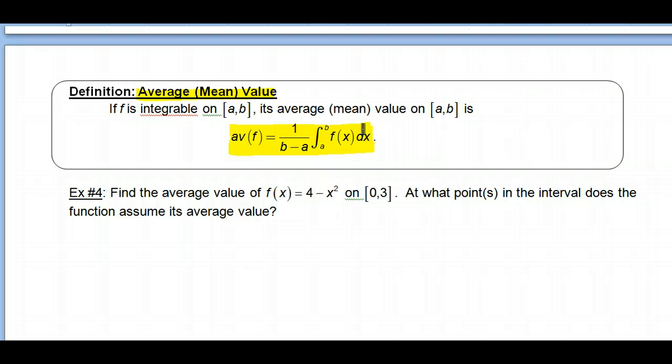Average value. So to find the average value of a function over a closed interval, you just do 1 over b minus a, times the integral, which means the antiderivative evaluated at the upper bound, which is b, minus the lower bound, which is a.